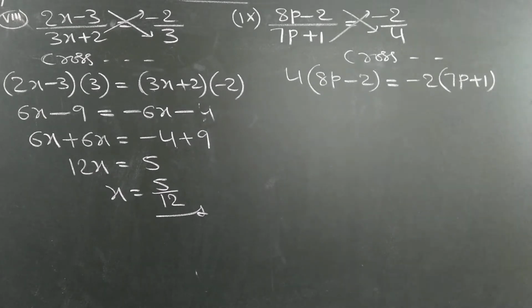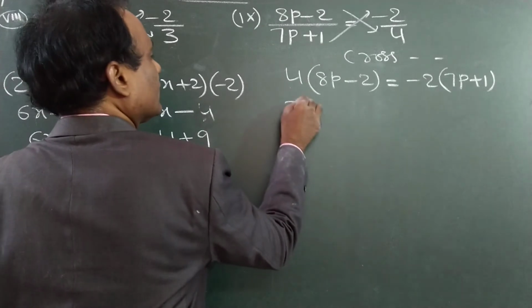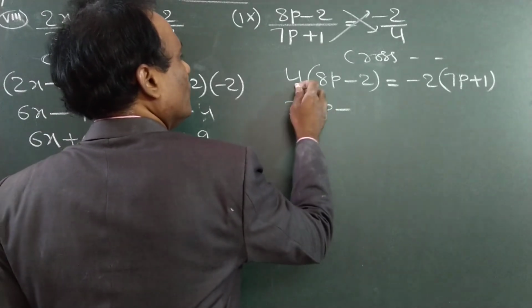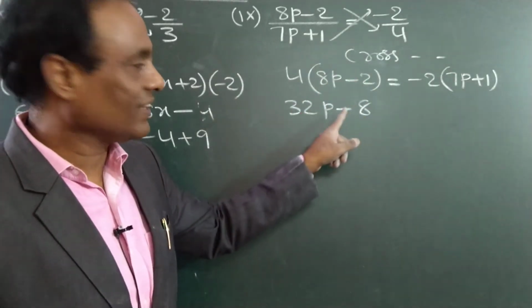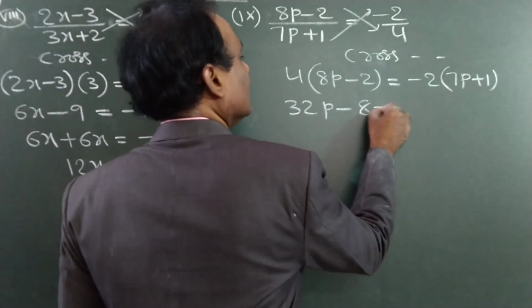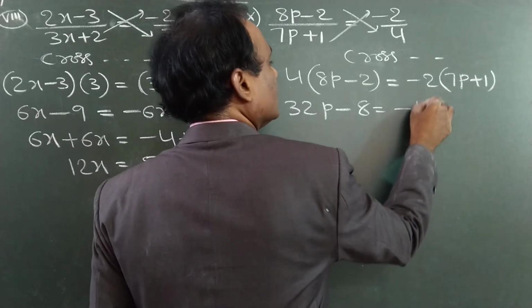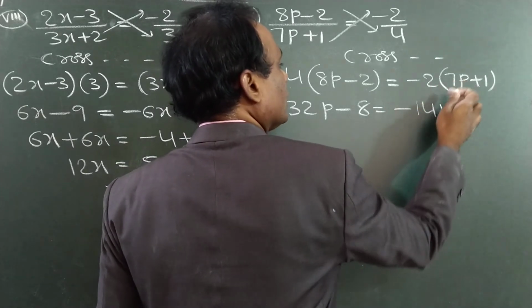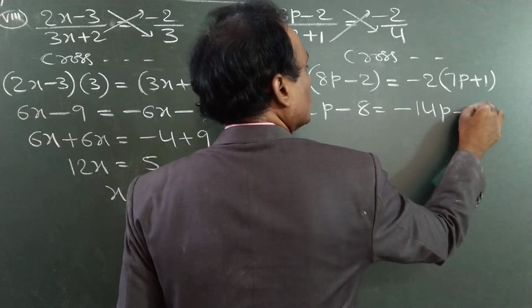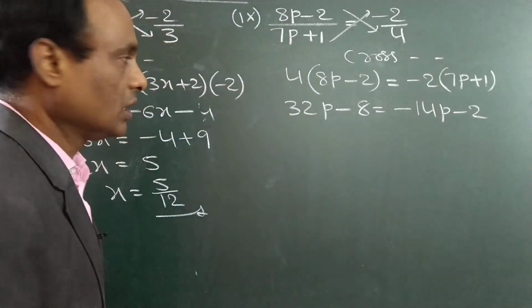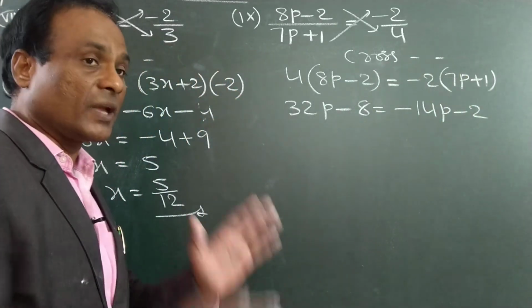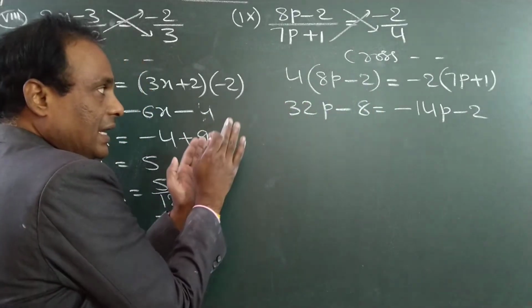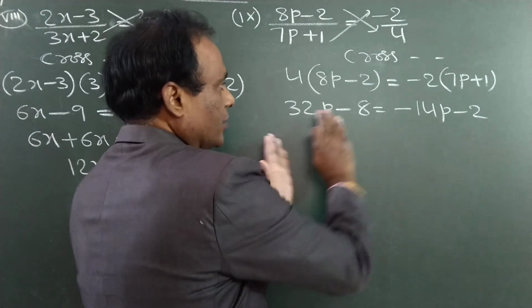Get the answer. 4 8s are 32p. 4 2s are 8, but minus. 2 7s are 14. 2 into 1, 2. All p terms on one side, remaining constants on the other side, because we want p. So all terms having p on the left side, remaining on the right side.